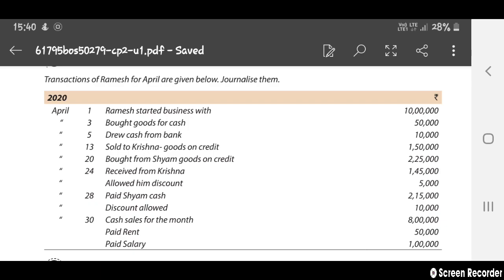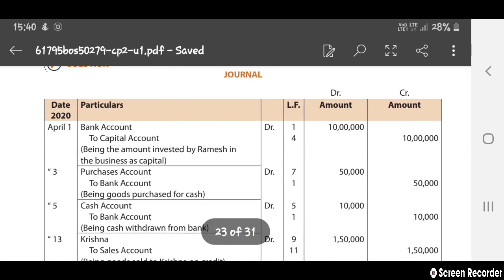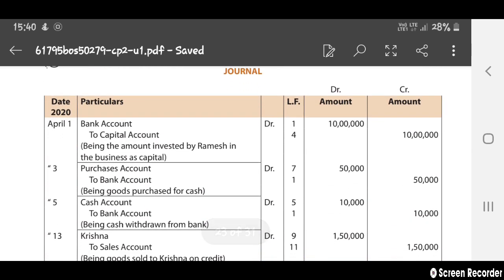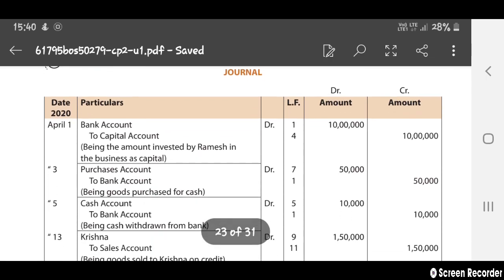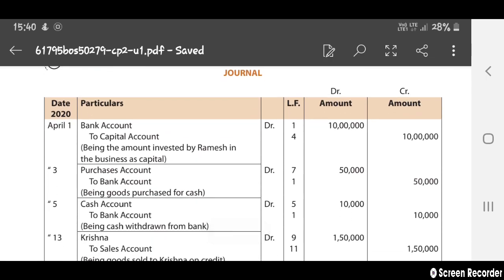Final cash sales for the month are 8 lakh, and he paid rent of rupees 50,000 and salary of 1 lakh. So now we have to write the journal for these questions. This is our final journal, and with this your chapter will end.